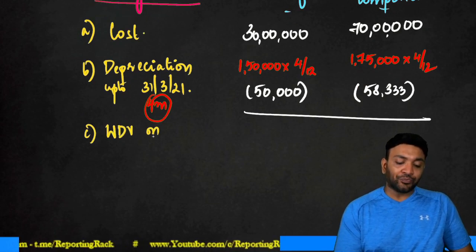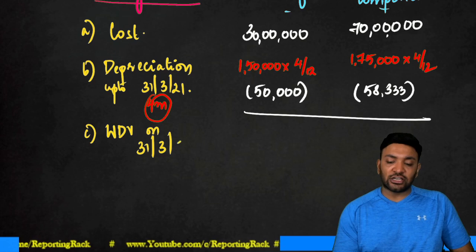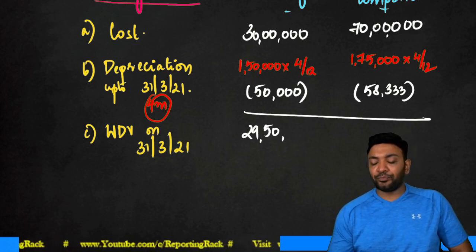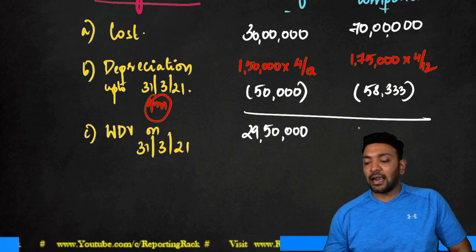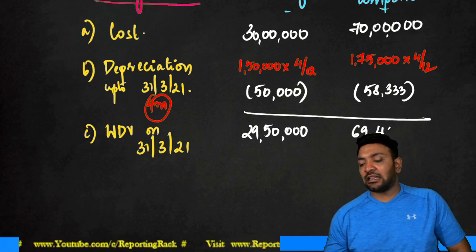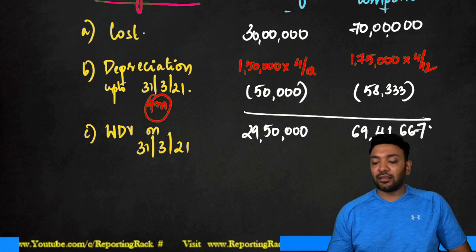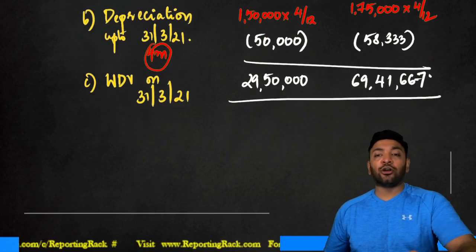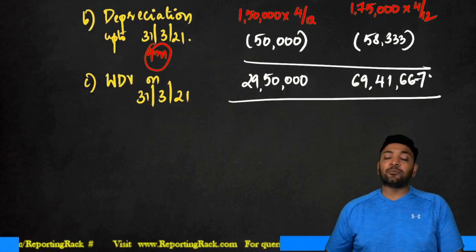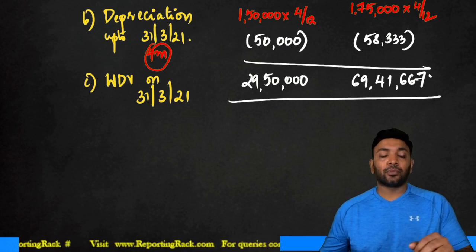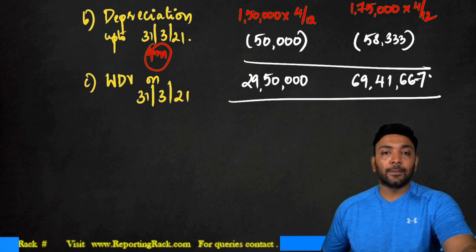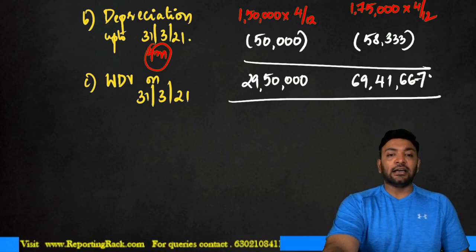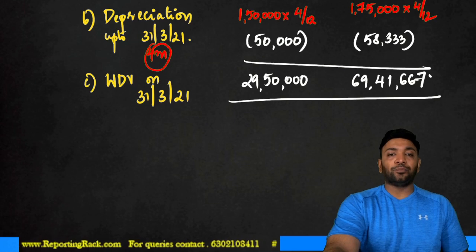So what is the WDV on that date? WDV on 31st March is 29,50,000 and 69,41,667. If you want, you can find out the total and put it into your total value of the asset. Absolutely fine. That is your answer even given here. So absolutely no problem.